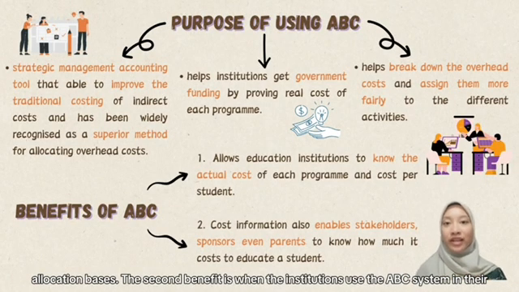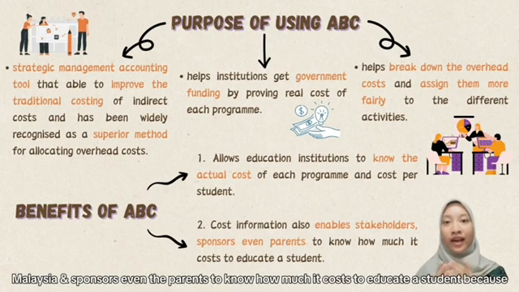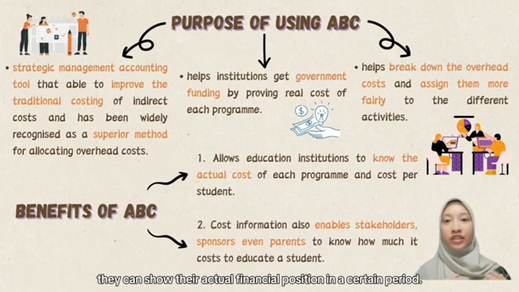The second benefit is that when the institution uses the ABC system in their management, the cost information can enable stakeholders like the Ministry of Education Malaysia, sponsors, and even the parents to know how much it costs to educate the students, because they can show their actual financial position in a certain period.